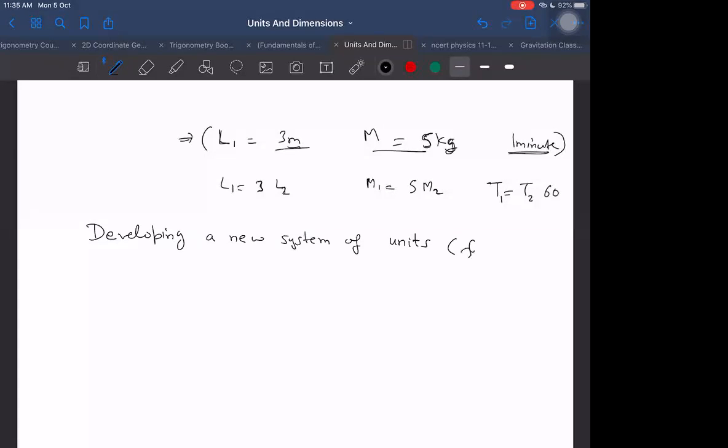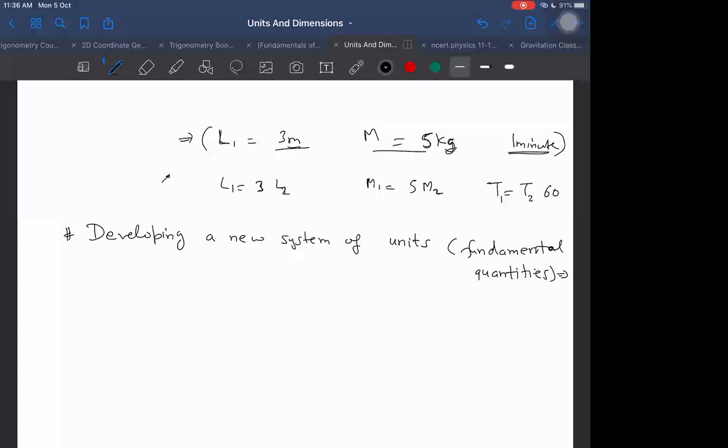But I mean to say both. I can develop a new system of units keeping the same fundamental quantities, or I can change the fundamental quantities and develop a new system of fundamental quantities. How to develop a new system of units? This is the example given above only. But let us change the fundamental quantities itself.